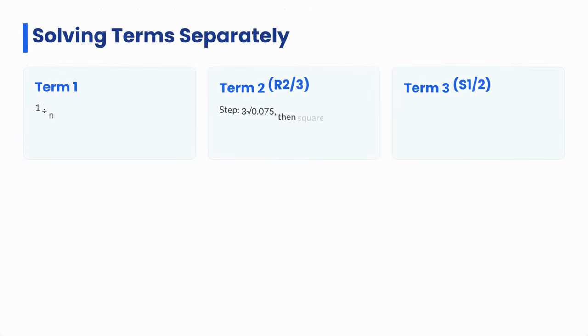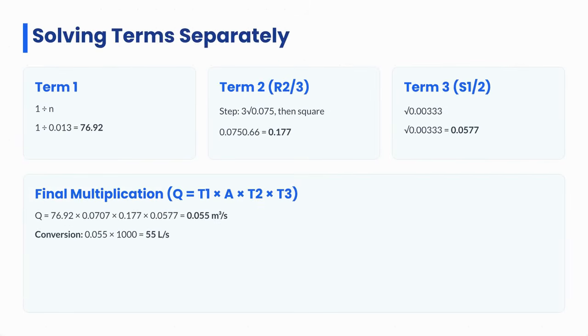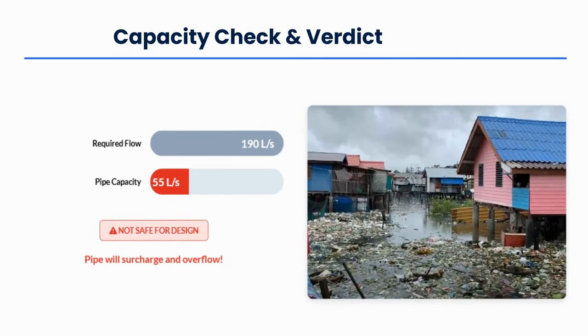Solving the terms separately and multiplying them gives a flow rate Q of 0.055 cubic meters per second. Converting this, the capacity of the 300 millimeter pipe is 55 liters per second. Comparing the required flow of 190 liters per second to the pipe capacity of 55 liters per second, we find the design is not safe.